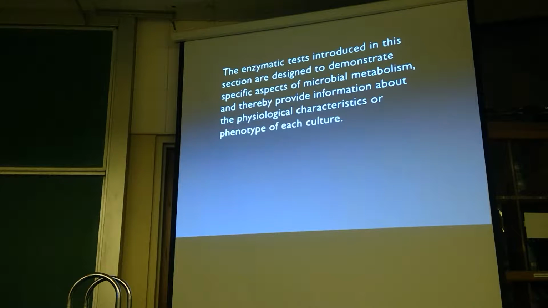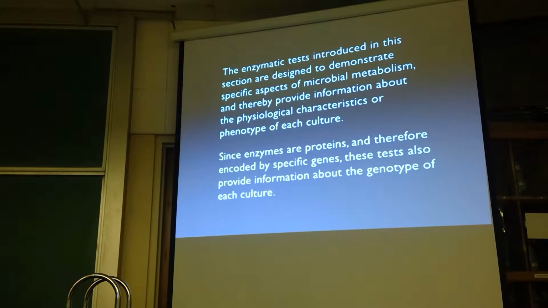Now, the other thing about this, since metabolism involves enzymes and enzymes are proteins, this also tells you something about microbial genetics. Because in order to produce a protein, they have to have the gene that encodes that particular protein, or sometimes more than one. So we're learning a little bit about phenotype. Phenotype is physiological characteristics. We're also learning a little bit about genotype. Genotype is what genes are present within organisms.